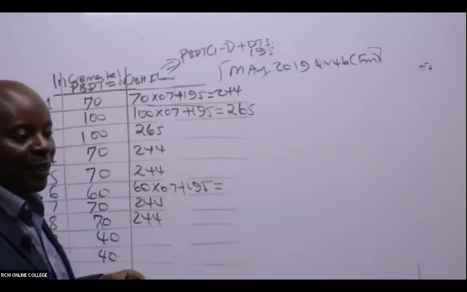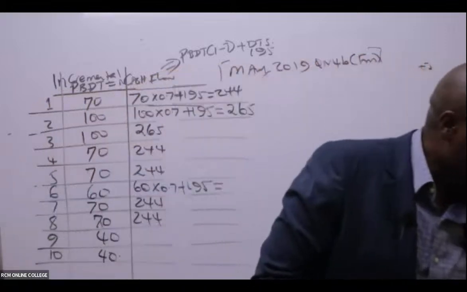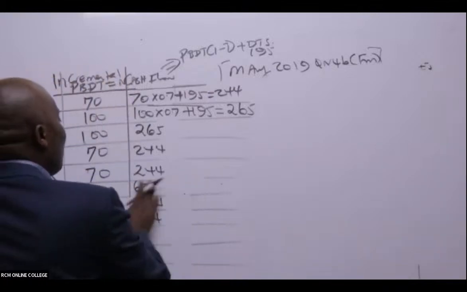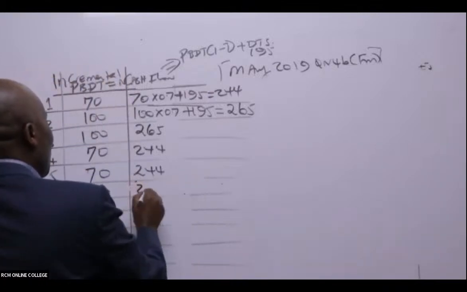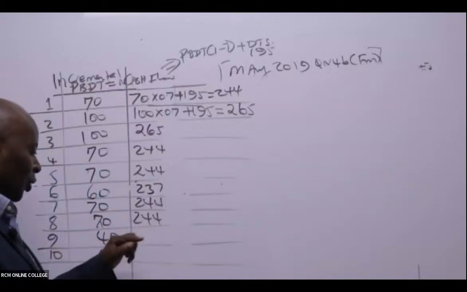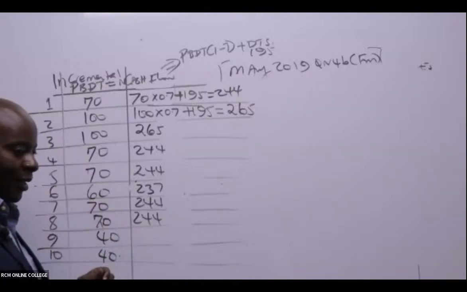What figure are we getting there? 237. They are telling me, Mwalimu, even that one just grab. We have an answer for the 60. It is 237. How about for the 40? 40 less tax, so 40 times 0.7 plus 195.